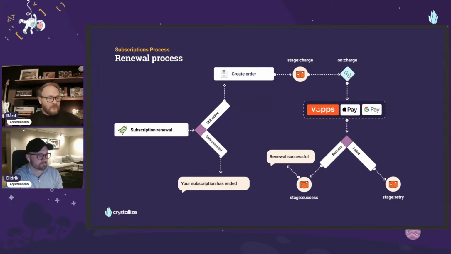And here it can have two outcomes. You might be able to charge, or it might fail. If you're able to charge, you basically have another stage, success, where you just want to fire off an email with a thank you for staying on, and maybe the receipt for the payment, for example, things like that.